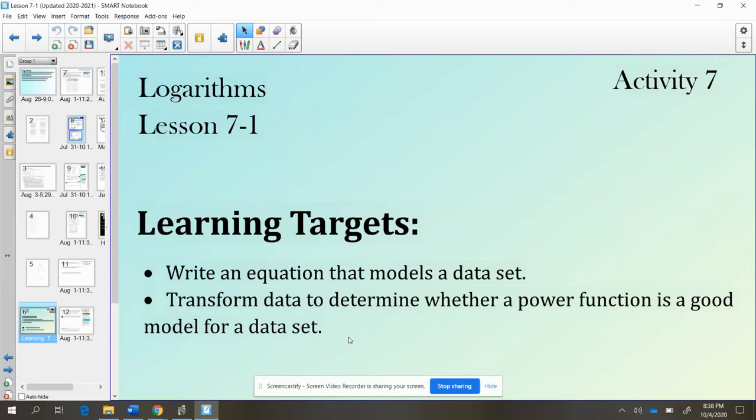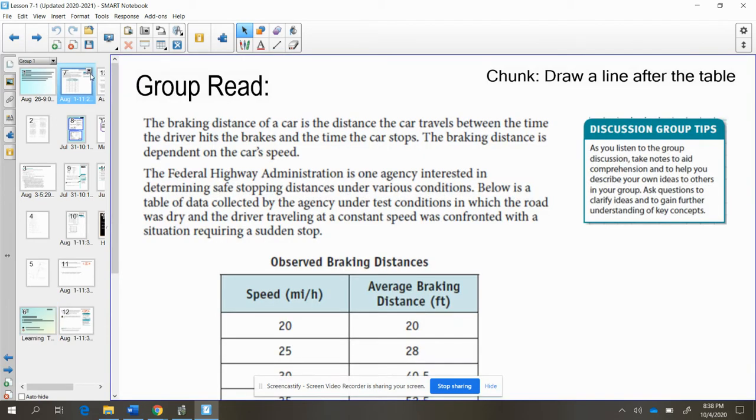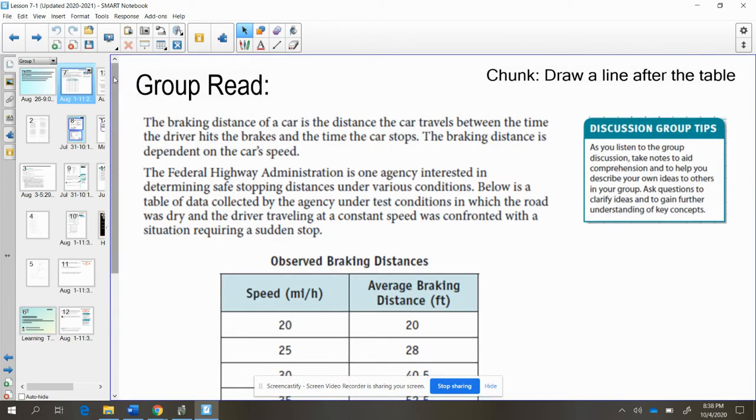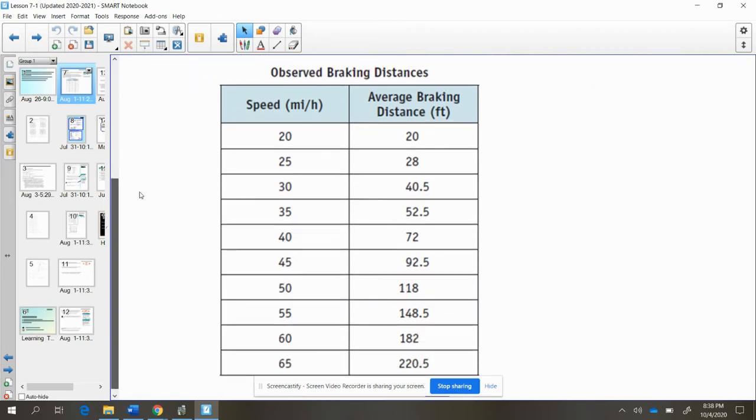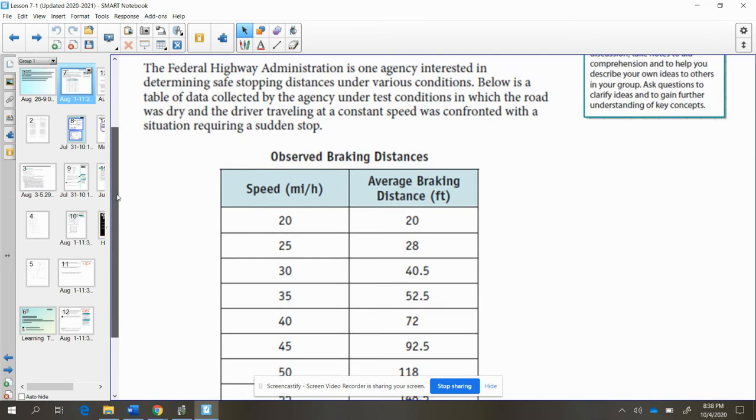Hi everyone, today we are talking about lesson 7.1, and we're going to talk about modeling a data set and what a power function is and how this relates back to our logarithms. So you'll see on page 91 today that we have these observed braking distances for certain speeds. If you're going 20 miles per hour, you're going to need a 20-foot braking distance, all the way up to 65, where you need 220.5 feet of braking distance to come to a stop.